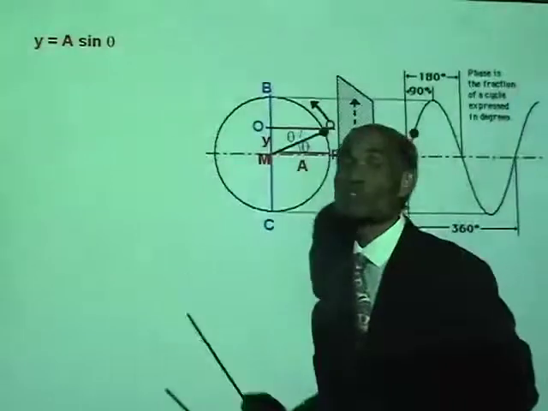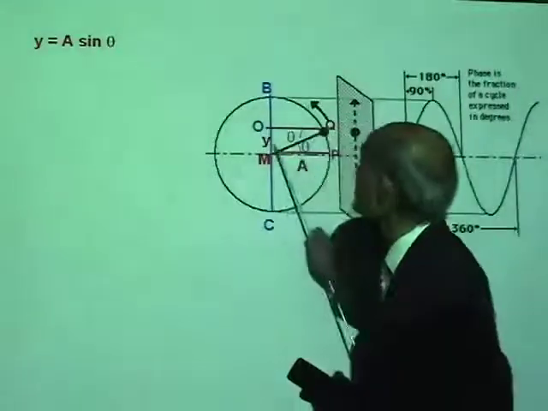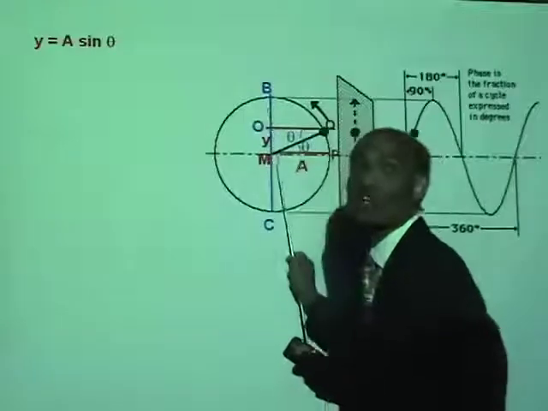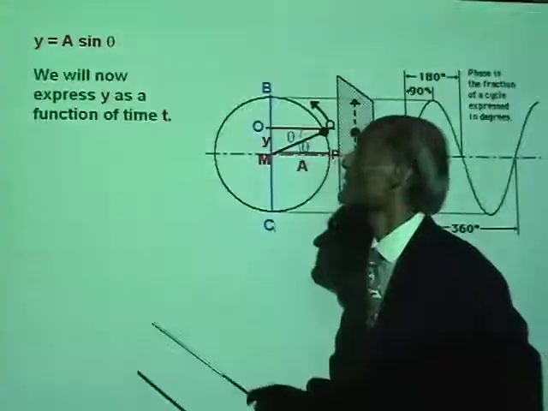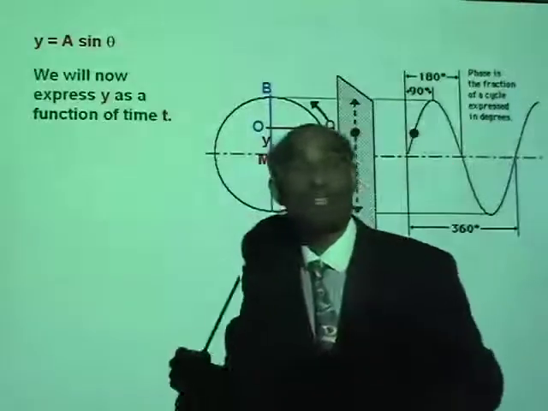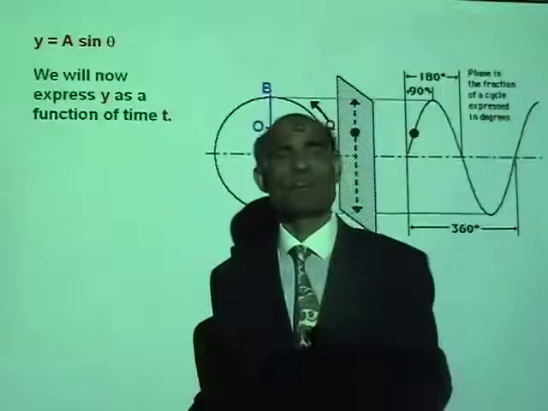Now, Y equal to A sine theta, we have now expressed Y, the displacement of oscillation, as a function of the angle theta. But we want to express Y as a function of time. How will we do that?